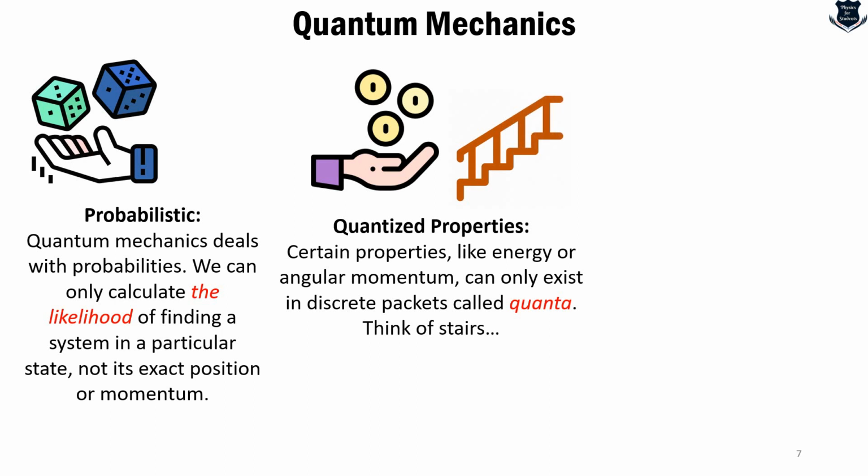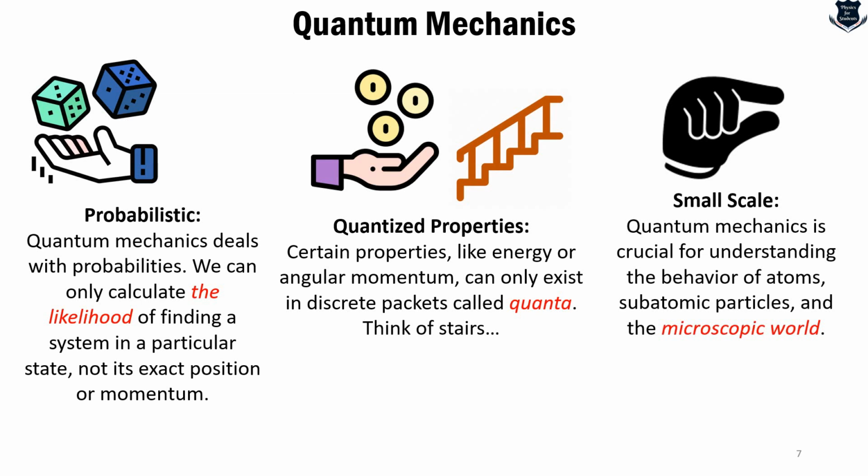Think of stairs. You move from one stair to a second and a third, and these are very discrete in nature. It cannot have any value, but will have only discrete values. And obviously it happens on a very, very small scale. So quantum mechanics is crucial for understanding behaviors at this small scale.